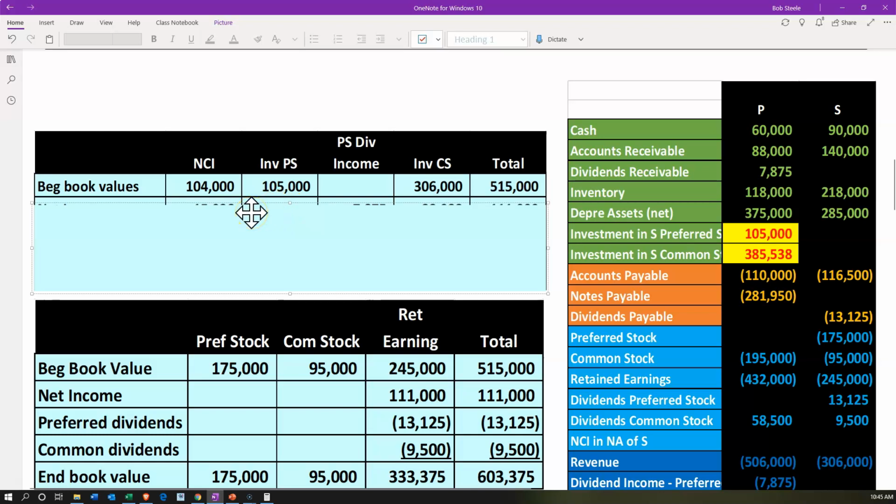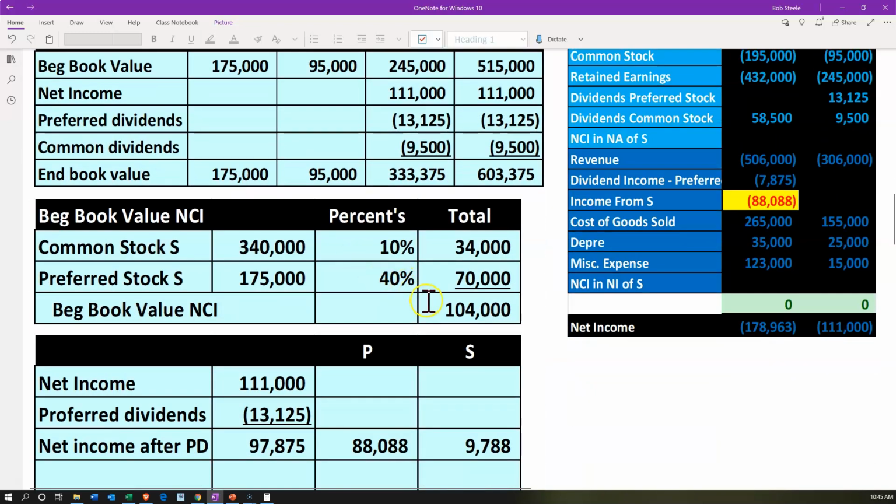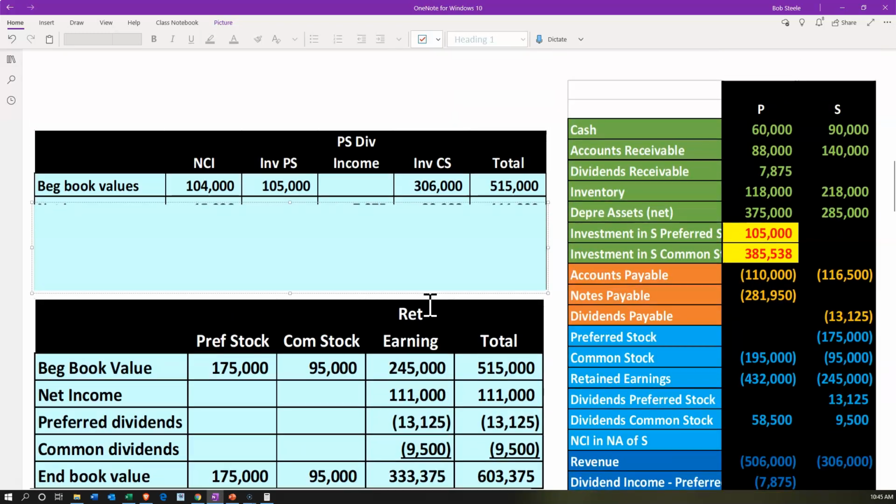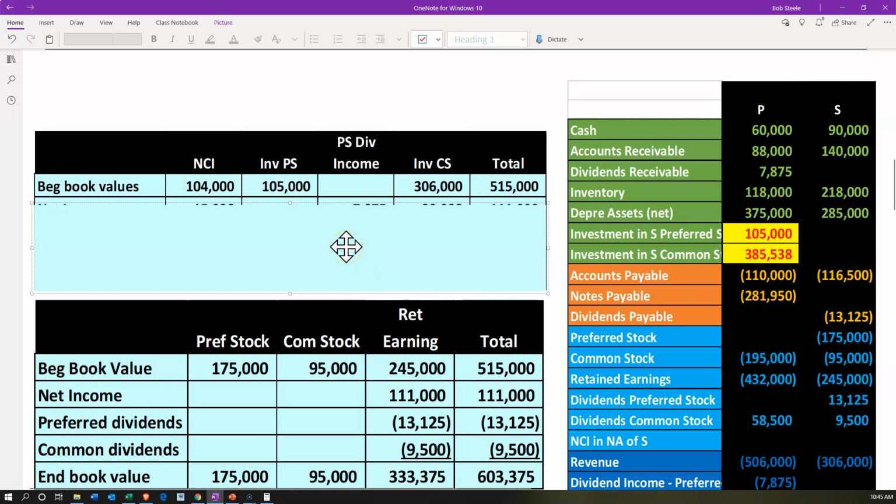So for the beginning values, we're going to have the non-controlling interest. The 104 is going to be the beginning value that we calculated down here. So that's the 104. Then we have the investment in preferred stock. That's going to be the 105, which we're pulling directly from P's trial balance. There shouldn't be any change to it. Then we're going to have the preferred stock dividend income, which we'll see shortly. Then we're going to have the investment in the common stock.